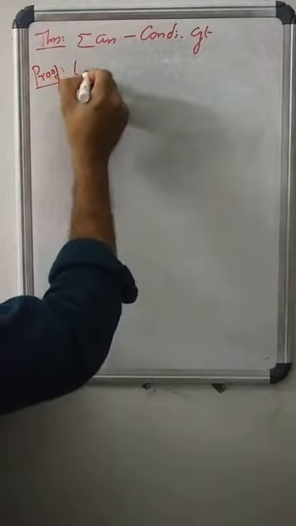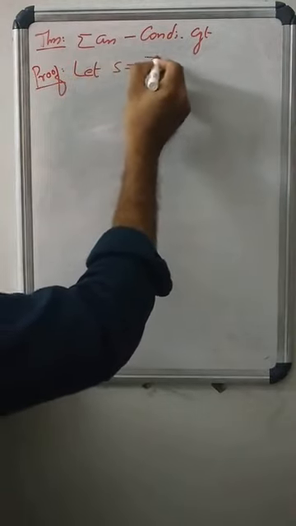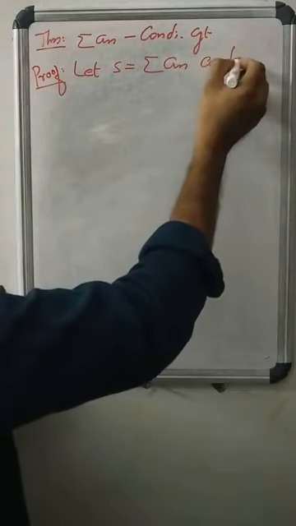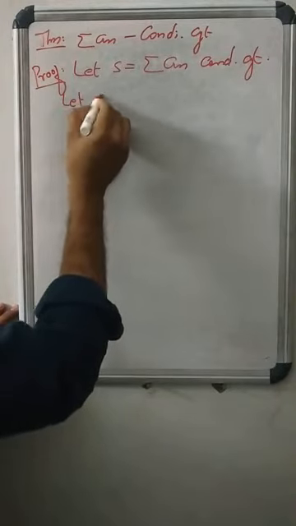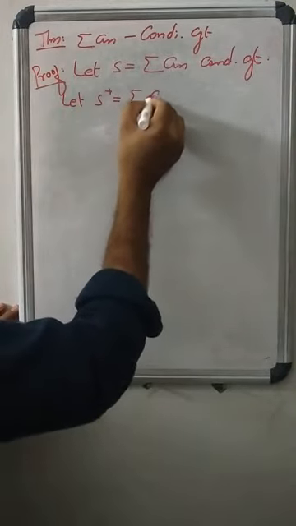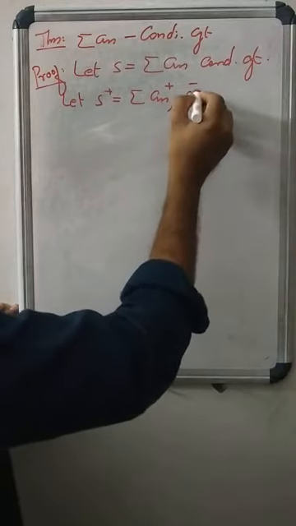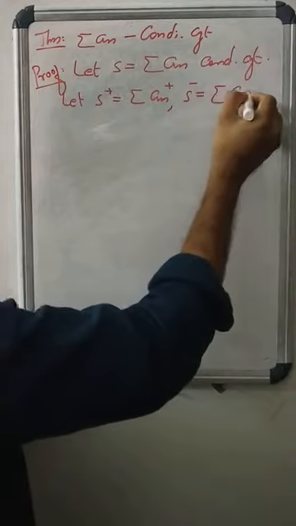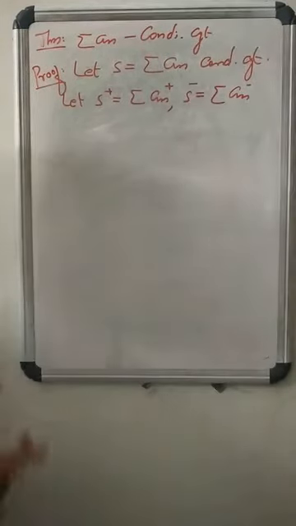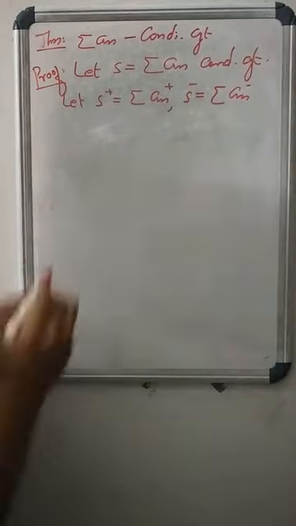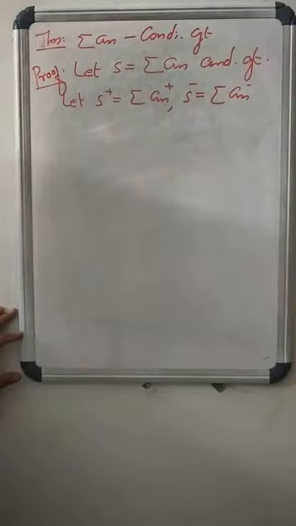Its proof is: let S equals sigma an, which is conditionally convergent. Let S plus equals sigma an plus, the series obtained from positive terms, and S minus equals sigma an minus, the series obtained from negative terms. So now we have to prove that S plus and S minus are divergent. That is what we require here.